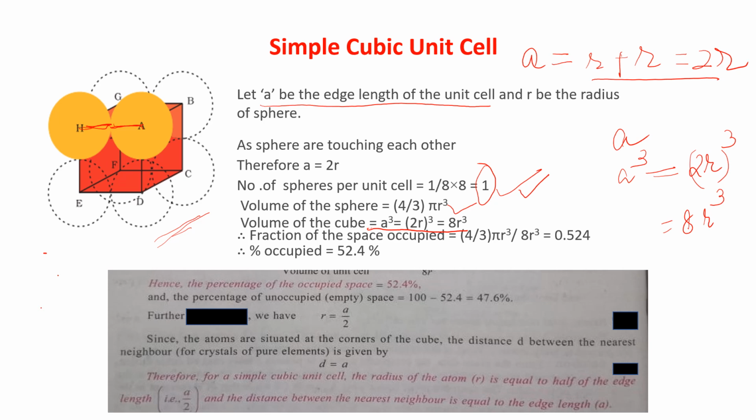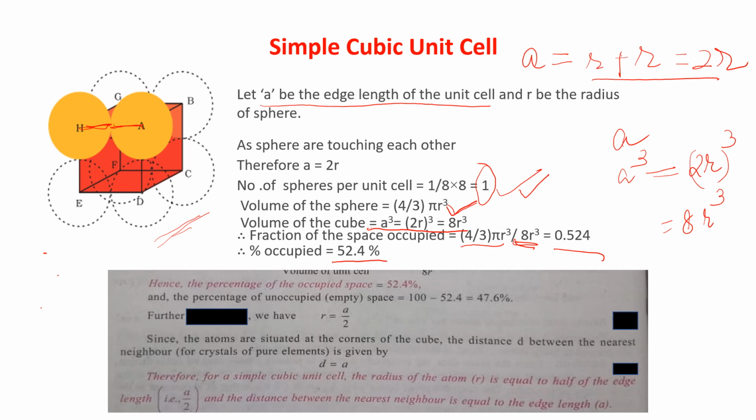So the fraction of the space occupied is equal to the volume of one sphere, that is 4/3 πr³, divided by the total volume of the cube, that is 8r³. If we calculate this, the r³ will get cancelled. Put the value of π and calculate it. You will get the value 0.524, and if you write it as a percentage, it comes to 52.4%.